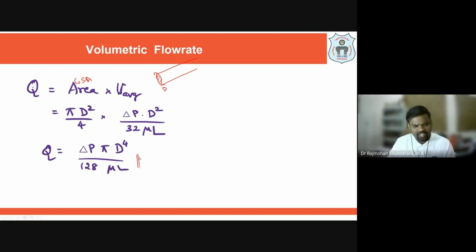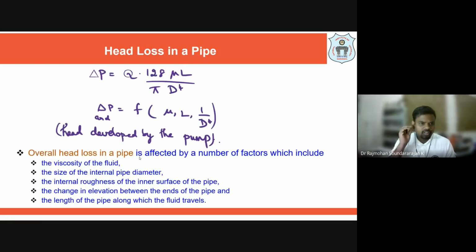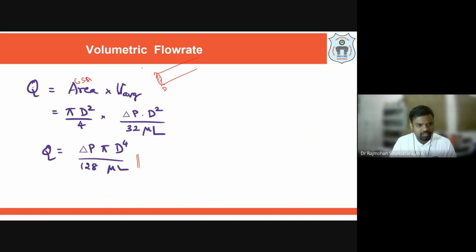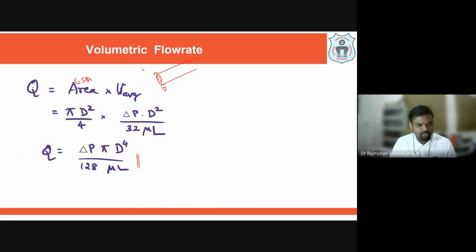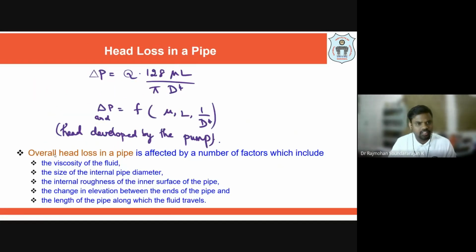Now we have this Q, and as I told you, to determine the pressure loss, pressure loss is equal to Q into 128 mu L by pi D power 4. How are we getting the equation? We are keeping Q on the right hand side and taking the remaining terms to the left hand side. We are just rearranging it, right? So delta P equal to Q into 128 mu L by pi d power 4.